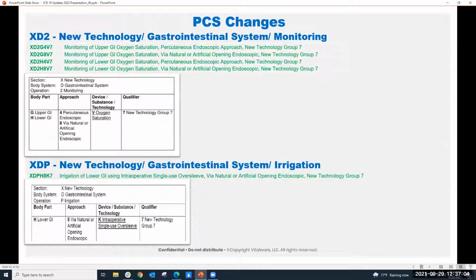Next table is XD2, and this is the monitoring of the GI system. And they added oxygen saturation to the device substance technology section. And this is just to describe tissue oxygenation during surgery. The table XDP is irrigation of the GI system, and this just identifies intraoperative colon irrigation performed with a disposable oversleeve.